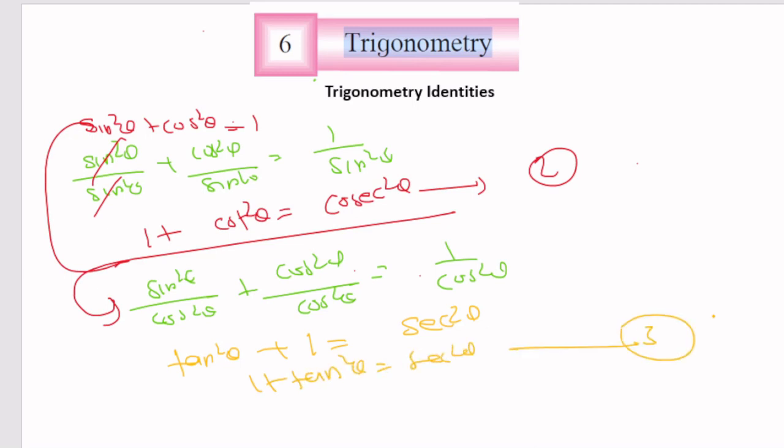Amazing, right? So what does it mean? You don't have to mug up at all. Simply you can create any of these three identities if you know the logic. So that's why you should do logical learning rather than learning any concept by heart.